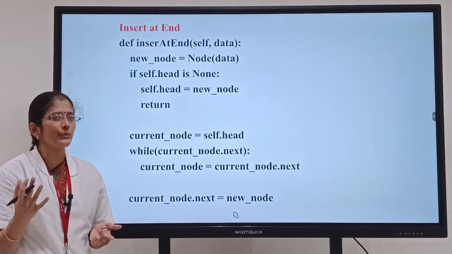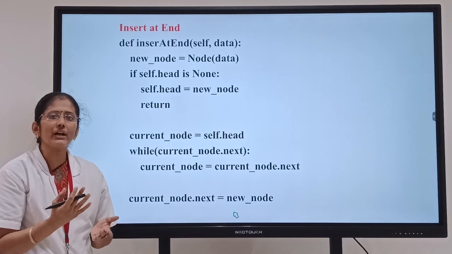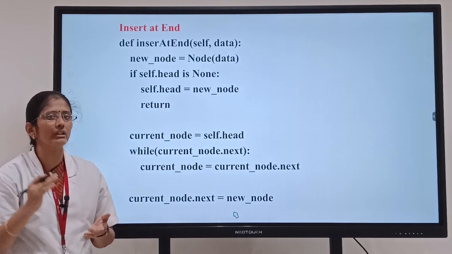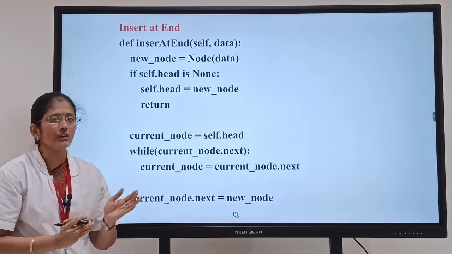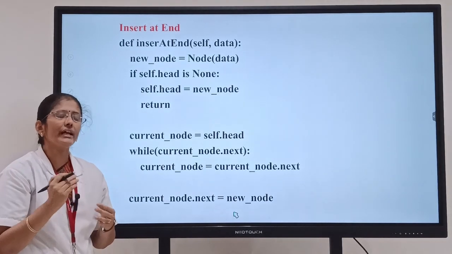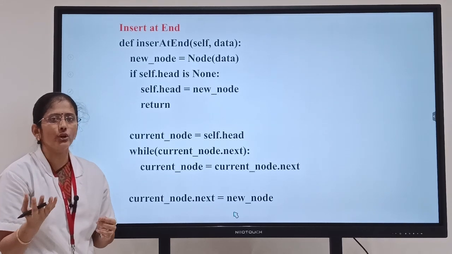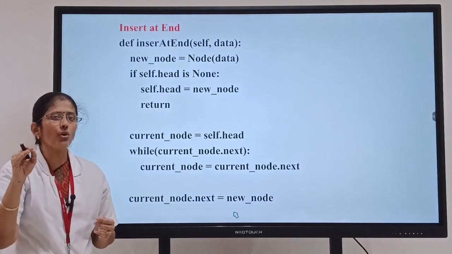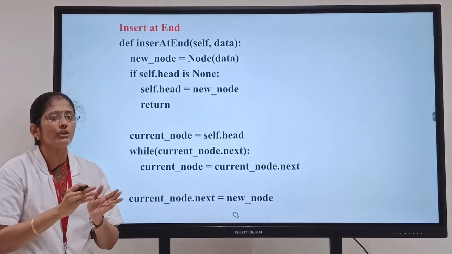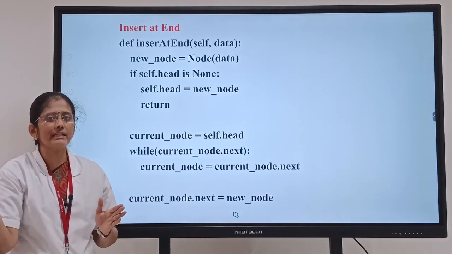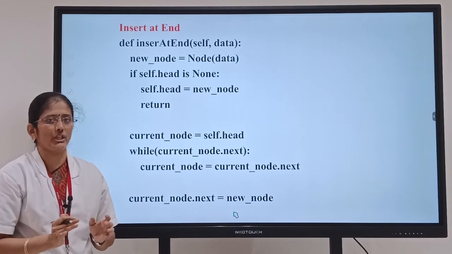If it is the last position, a singly linked list contains only the forward direction, so we are not able to directly find out the last node. So you have to check one by one whether we reach the last node or not. How do you identify that a particular node is the last node? If the node's next pointer is none, that means that node is the last node. So first you have to traverse from the first node to the last node. Then you have to insert the new node at the last position.